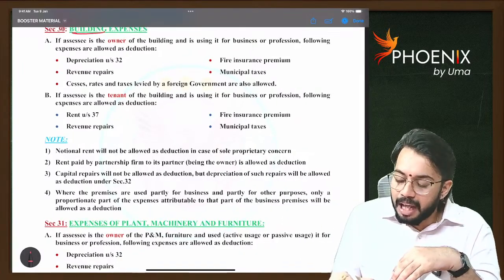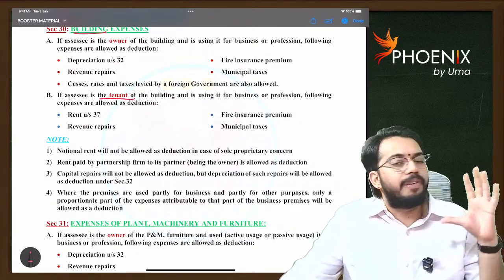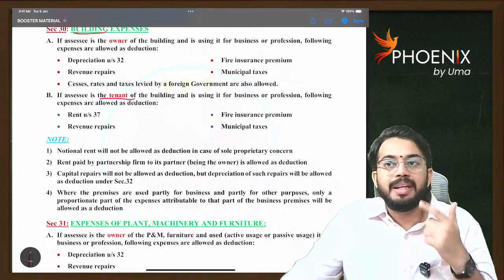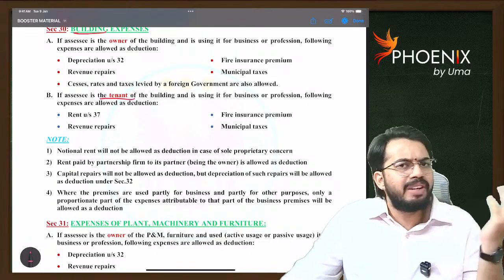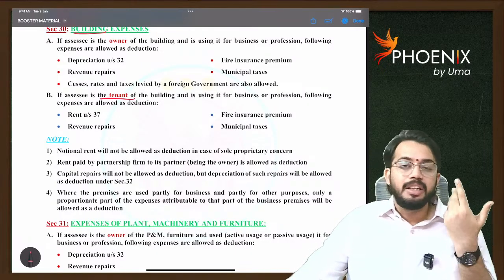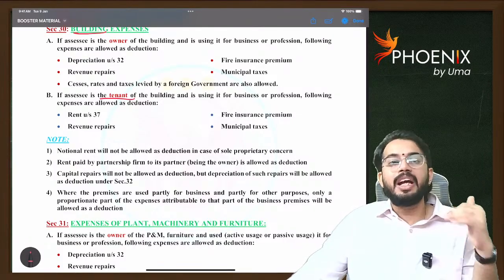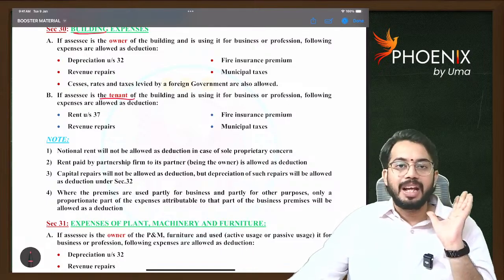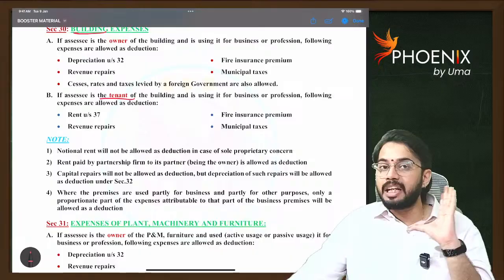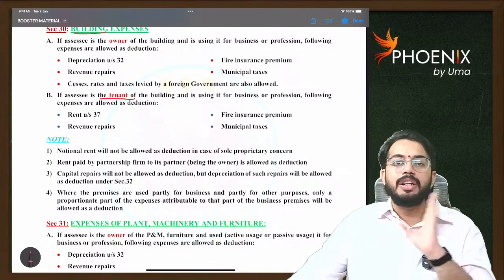Next, if I am the tenant of the building, what are all the expenses that I can claim? Let's say I took one flat on rent, and in that flat I am doing my CA practice. With regard to that flat, I will pay rent. Rent is a business expenditure, which is allowed as deduction. If I incur any revenue repairs, that is also allowed as deduction. If I pay property taxes, that is also allowed as deduction to the tenant. If I pay any fire insurance premium, that is also allowed as deduction.